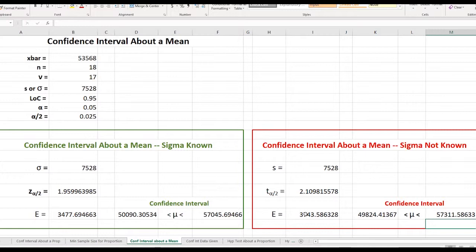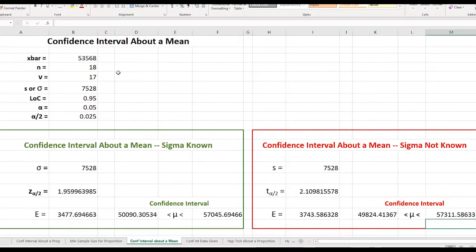Because this one is in dollars, you probably would round down to the penny unless the problem specifically says otherwise, but I'm going to say it's between $49,824.41 and over here $57,311.59.